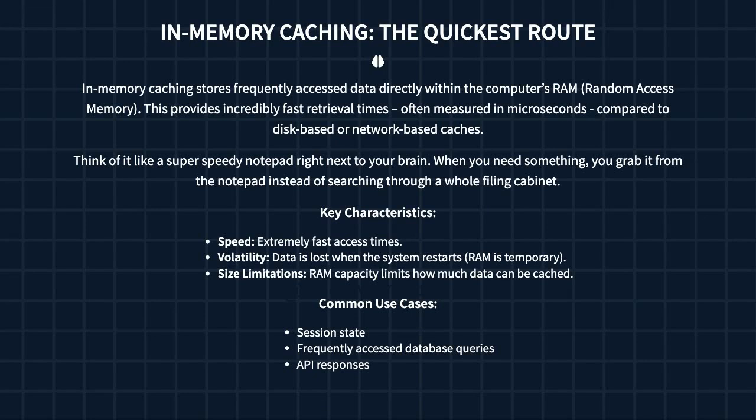Okay, let's talk about in-memory caching. Basically, it's like having a really quick notepad right inside your computer, specifically the RAM. This means that when you need some data, it's retrieved almost instantly, sometimes even in microsecond time frames. It's much faster than pulling things from a hard drive or fetching them over a network. Because RAM is temporary though, if the system restarts, all of your cached information will be lost. It's great for things you access often, like user sessions, database queries, and even responses from an API, anything that needs to be grabbed super quickly.